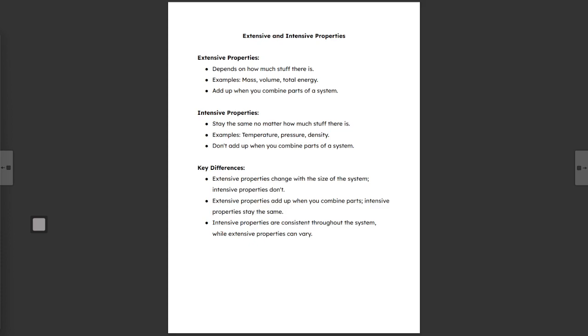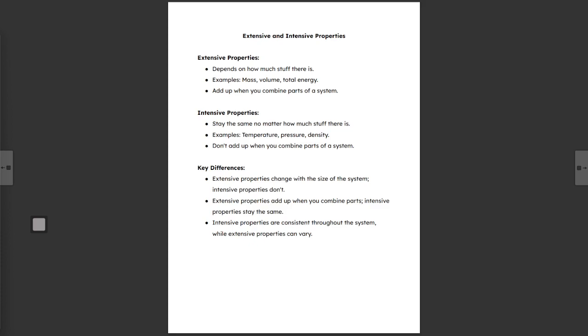So intensive properties, they stay the same no matter how much stuff there is. Density is one of the best examples. The density of a small aluminum cube and the density of a large aluminum cube is going to stay the same. Color is another good one. The color of a substance will not change depending on how much of it there is.